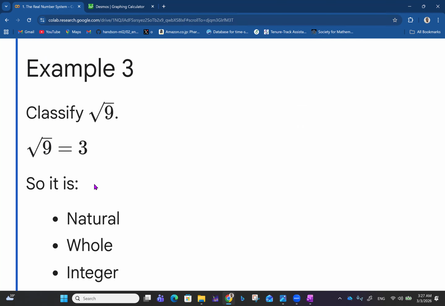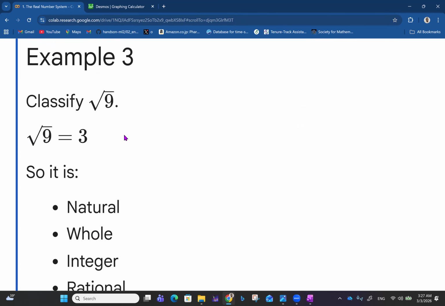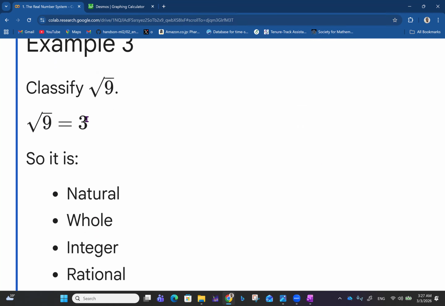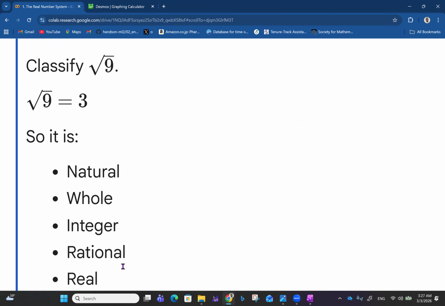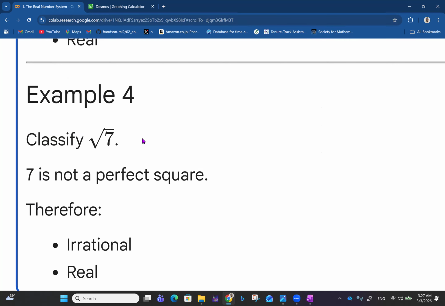Then example 3, imagine you want to classify the square root of 9. The square root of 9 is equal to 3. So in this case, 3 is natural, it is whole, it is an integer, and it is also rational. Okay, it's all of that. So 3 is a natural number, it's a whole number, it's an integer, it is rational, and it is also a real number. So for example 4, you want to classify root 7. Root 7 is not a perfect square, therefore it is irrational and it is real.